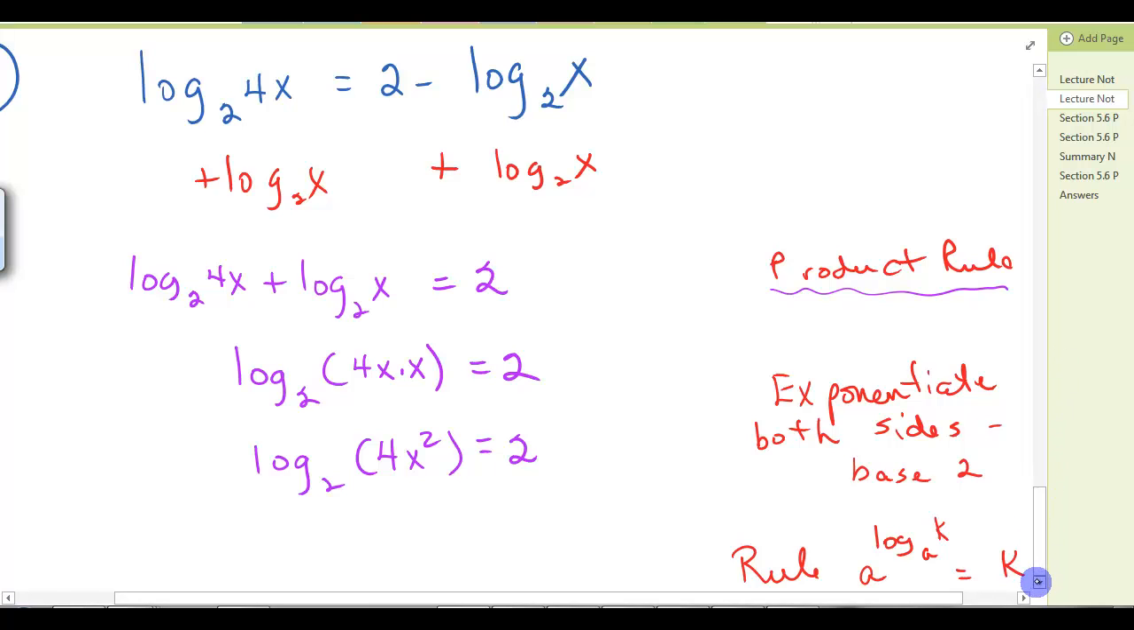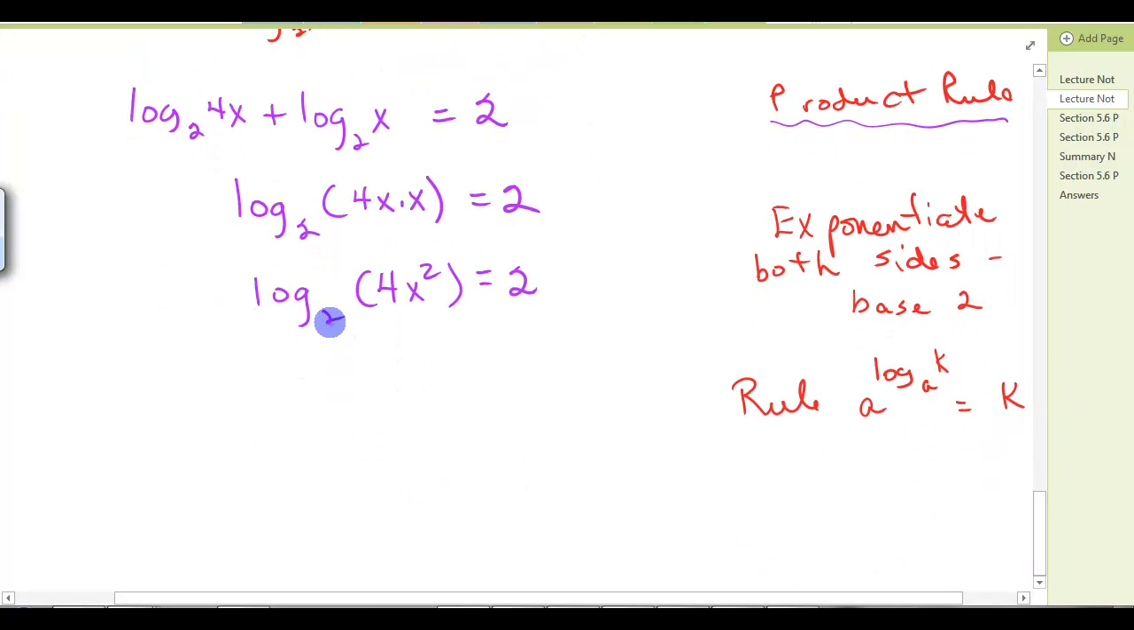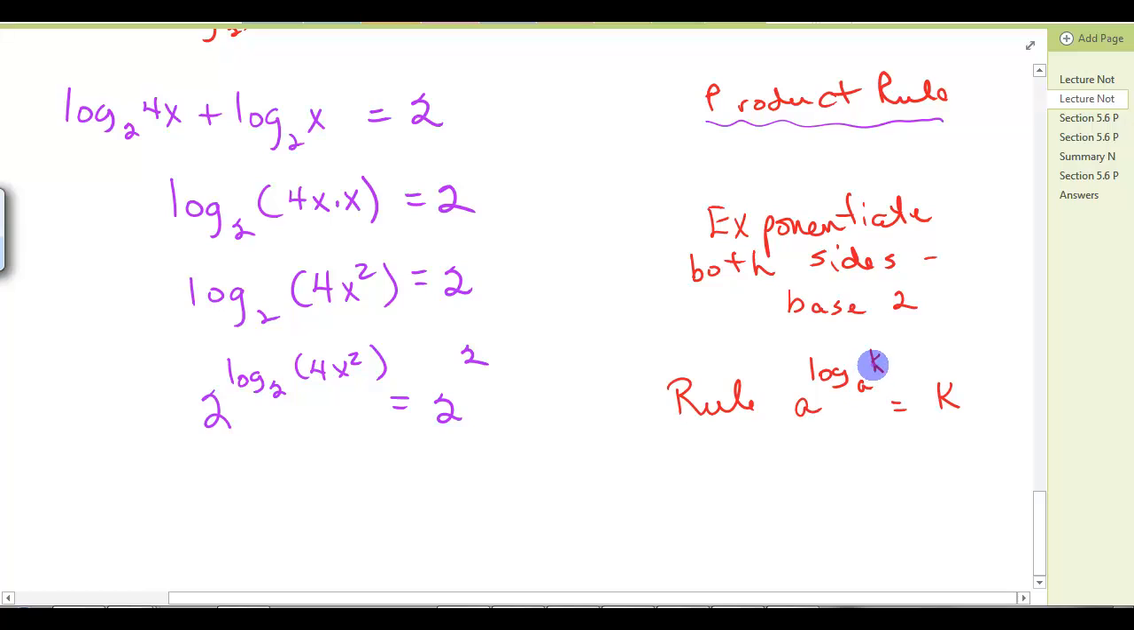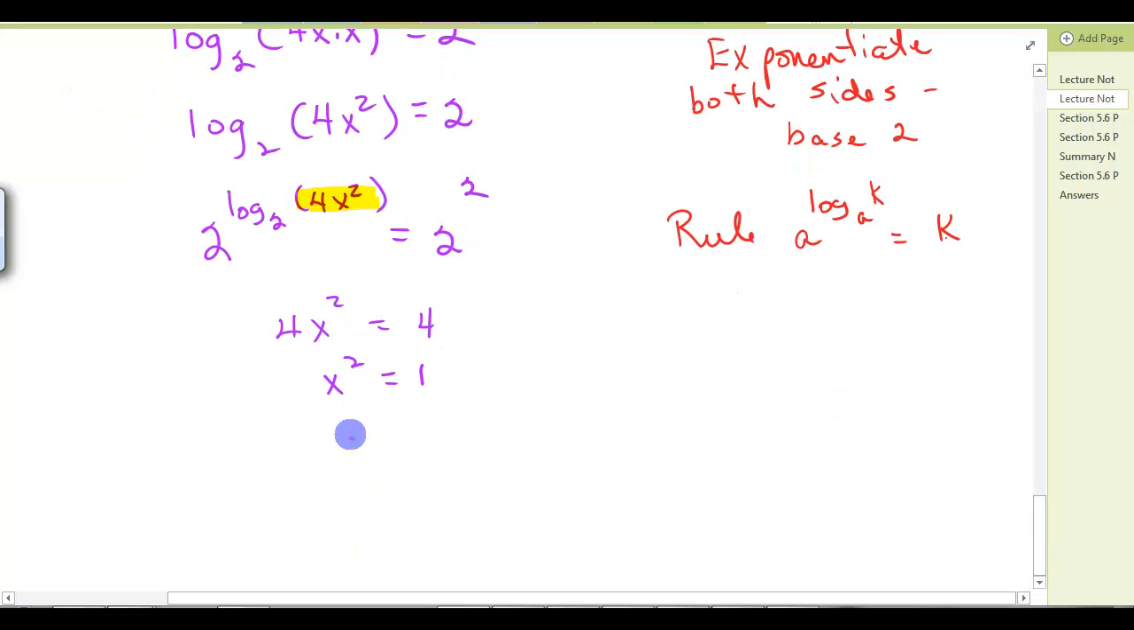Okay? All right, we're going to exponentiate both sides with a base of 2. So we've got 2 to the log base 2 of 4x squared equals 2 squared. Remember that rule, log base a of k equals k. Ultimately, what you're left with is here. So we've got 4x squared equals 4, x squared equals 1, so x is plus or minus 1.